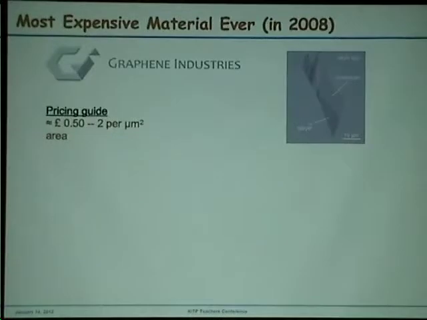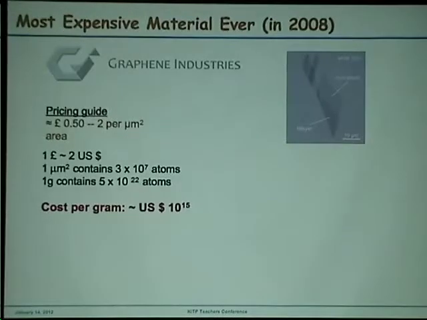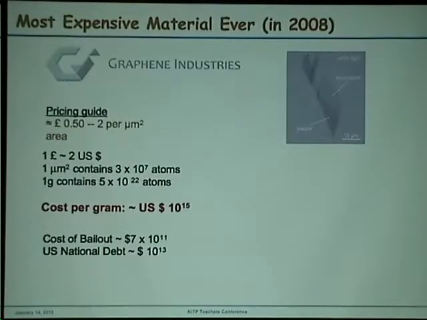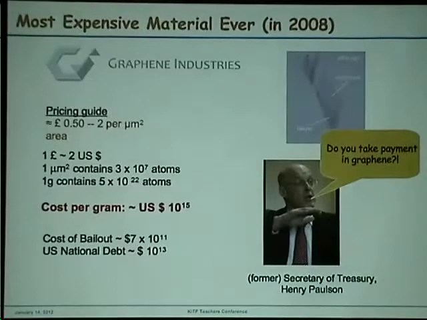Its pricing guide is about 1 micron square per pound, and if you do the math, okay, the cost per gram is 10 to the 15 US dollars. So then the cost of a bailout is only 700 billion. Okay, it's really chump change compared to that. National debt, chump change. Okay, so only if we can make the payment in graphene will solve all our economic problems.